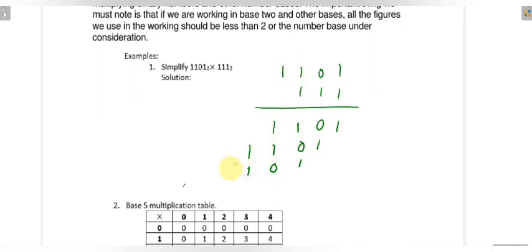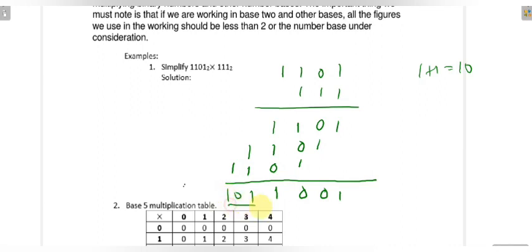1 times 1, 1. So we have to add all of these together. So when adding this together, we have 1. 0 plus 1 is 1. Remember, 1 plus 0 is 1, plus 1. 1 plus 1, remember, is 10. So we're going to write down 0 and carry this 1. Add it to this. That becomes 1 plus 1 is 10, plus 1, that is 11. 1, carry 1. Add it to this. 1 plus 1 is 10, plus 1, 11. Carry 1. Add it to this. 1 plus 1 is 10. So this is our result.